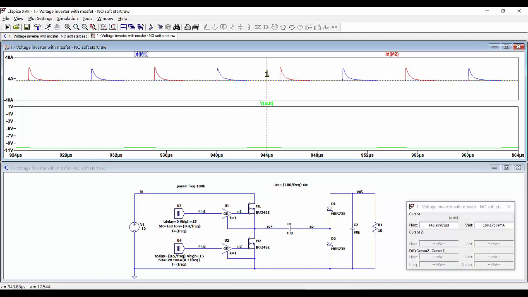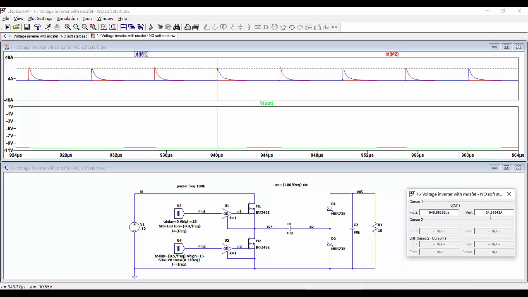For example, let's take this one here, we can see that the value is around 24 amperes. This is because the differences between the three voltages, the input voltage, the voltage across capacitor C1, and the output voltage, the voltage across capacitor C2, are not so big now, so the current is much more limited.